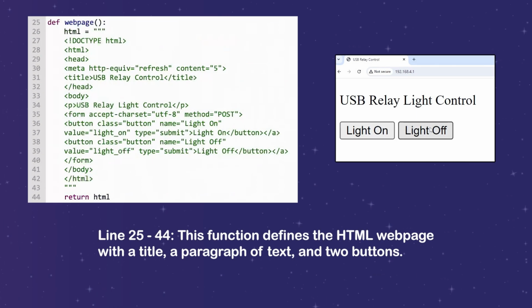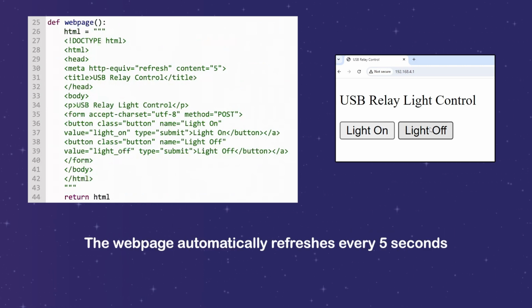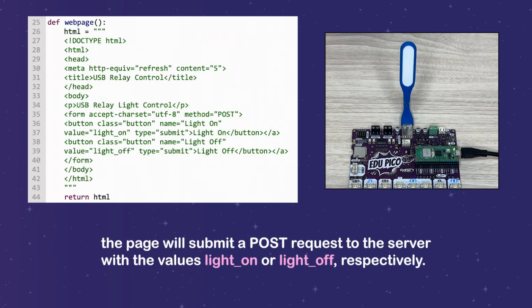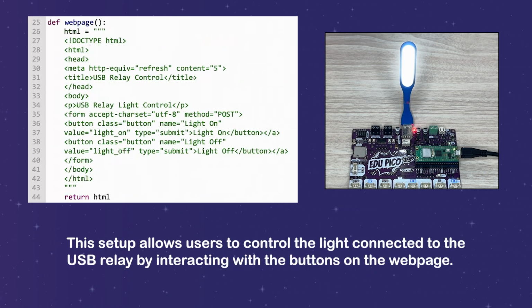Line 25 to 44. This function defines the HTML web page with a title, a paragraph of text, and two buttons. The web page automatically refreshes every 5 seconds. When any button is clicked, the page will submit a post request to the server with the values light on or light off, respectively. This setup allows users to control the light connected to the USB relay by interacting with the buttons on the web page.